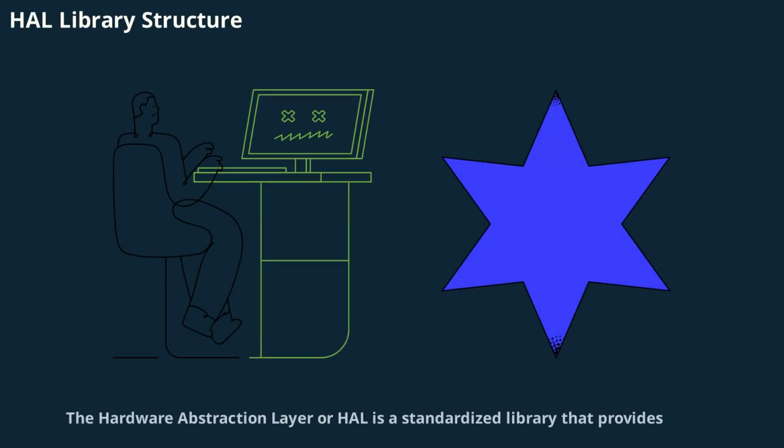The Hardware Abstraction Layer, or HAL, is a standardized library that provides consistent APIs across the entire STM32 family. HAL includes core system functions, peripheral drivers, low-level register access, and board support packages. It also integrates middleware for USB, TCP/IP, and graphics. Using HAL ensures your code is portable, reduces development time, and gives you access to extensive documentation and community support. In this scene, we'll explore how HAL simplifies firmware development and promotes best practices.